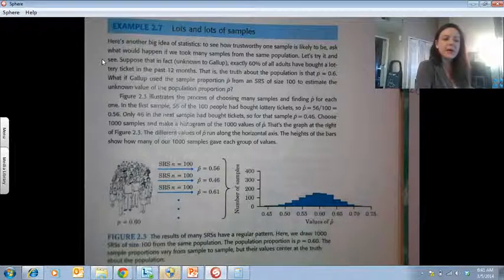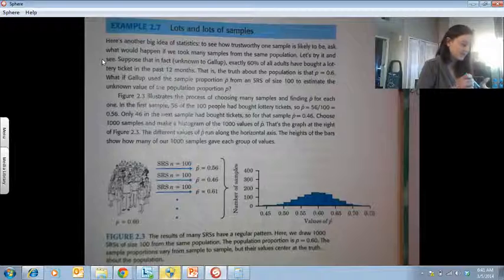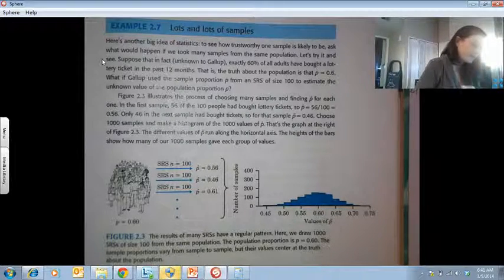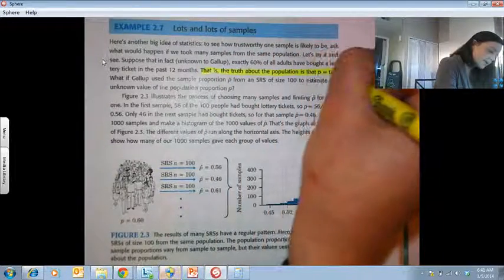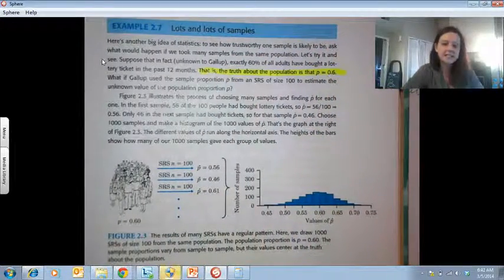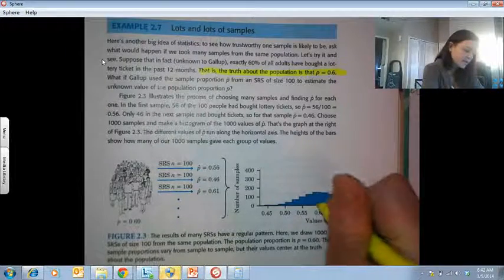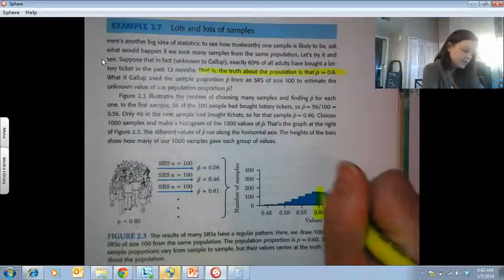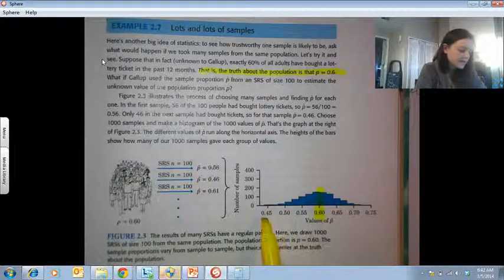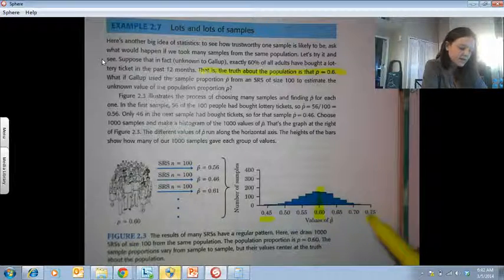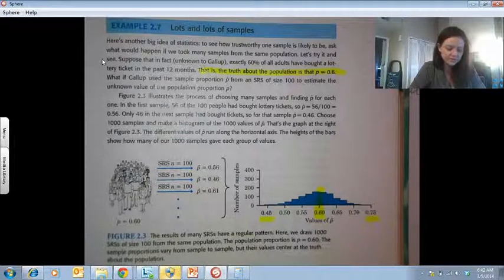If we go back and look at the parameter, or what it's supposed to be, I think it tells you what the parameter is in this problem. The truth about the population, that's the parameter, is that p is 0.6. So that's going to be right here in the middle. This is the actual parameter, what it should be. But if you look, all of these samples, the variability is huge. It goes all the way from 0.45 up to 0.75, a huge variability. Now remember, this is from random samples of size 100 people each.